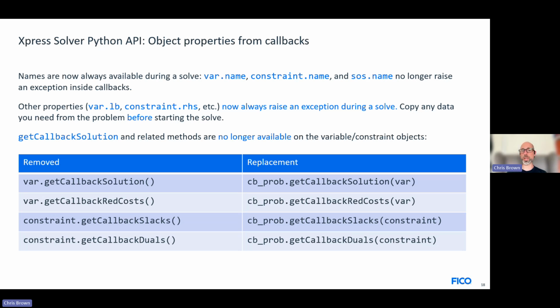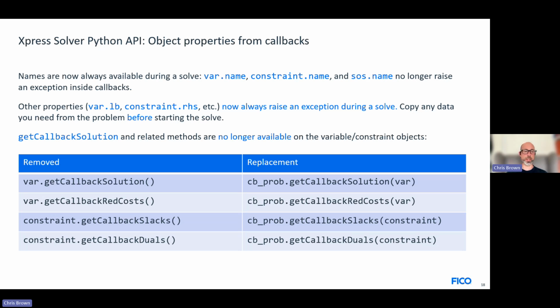In the previous release 9.8, because of these difficulties accessing the data, the name properties were assigned placeholder names such as C0, C1, C2 for column variables. But in 9.9, the names are actually now available. So you can access var.name, constraint.name, things like that from callbacks, and that's not a problem. And the reason we've done that with names is that it's very convenient. For example, if you're adding cuts in a callback, you want to print out your cut expression, having the variable names there in that expression makes it a lot easier to debug your program.